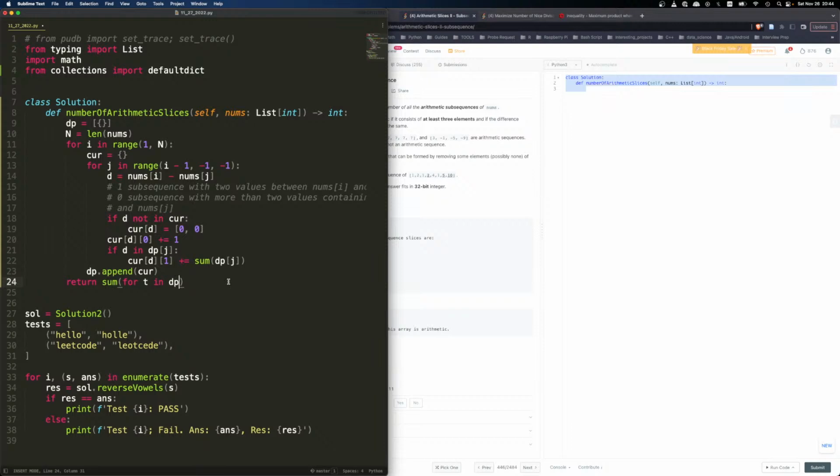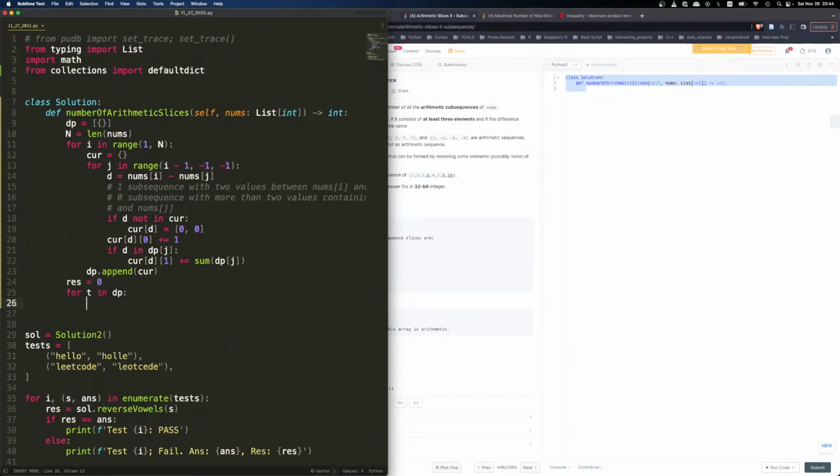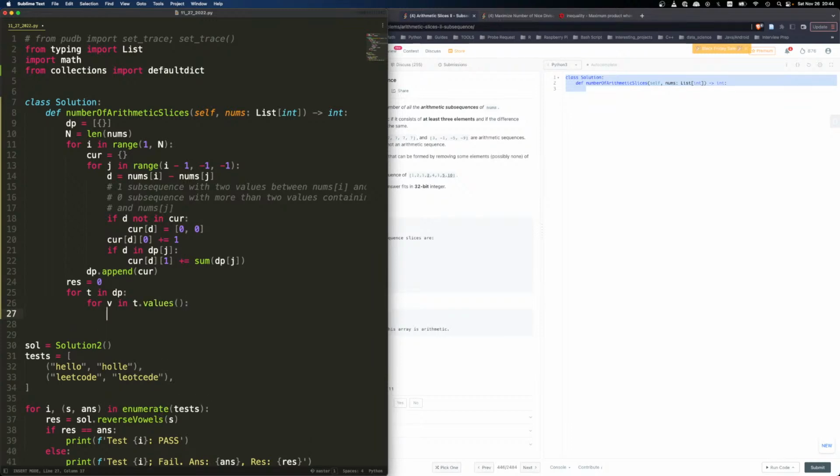So for t in dp, and then, nah, that's too complicated. Let's just do this. For t in dp, okay, and then for v in t dot values. Okay, so the v is going to be this, then rest plus equal to sum v. Basically just adding these two together. Oh, actually no, we should not add these two together, my bad. Should only add v1 because this is 2 values. So we add this.